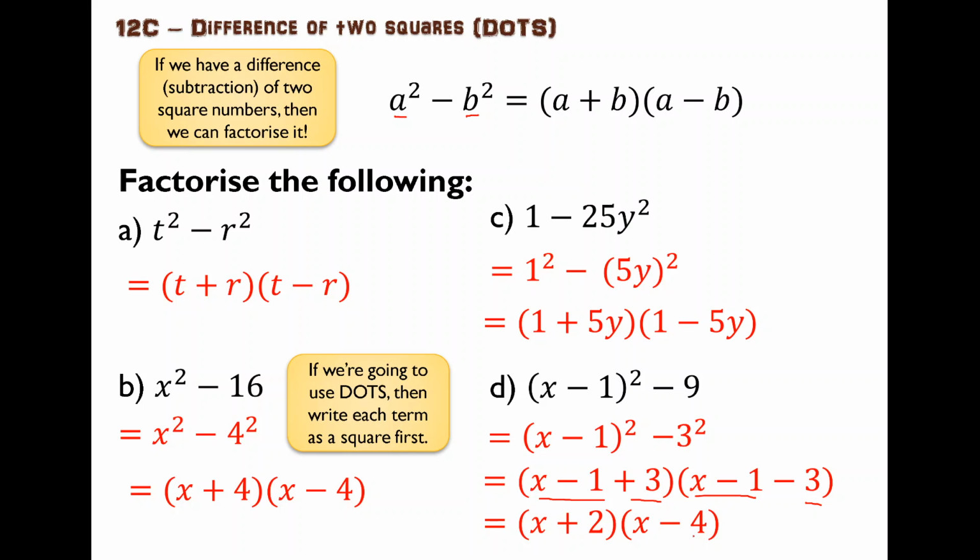And that is how you can use the difference of two squares to factorize things. Sometimes it'll work, sometimes it won't. How will you know it'll work? You'll know if it is something squared, take something else squared, or if you can make it look like that.